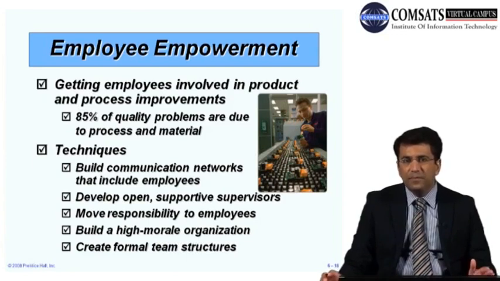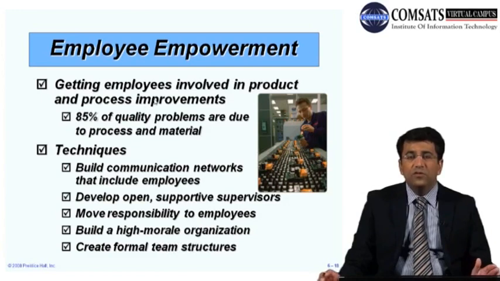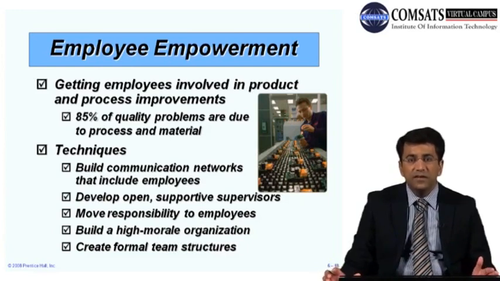Now, what is the impact of that empowerment? Your employees will be more motivated. They will be more inclined towards the objectives of the organization if they are given the authority. So, getting the employees involved in product and process improvements. Again, we should involve the employees in the improvement of our processes, and 85% of quality problems are due to the process and material. Research says that 85% of the quality problems can be dealt with by the involvement and empowerment of the employees in order to improve our processes and operations.